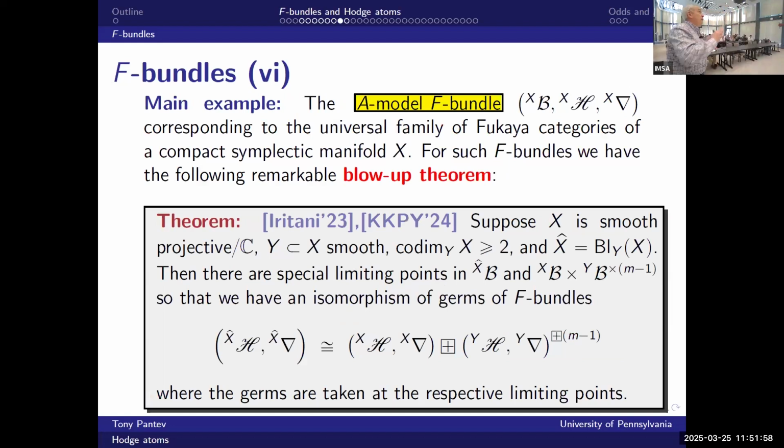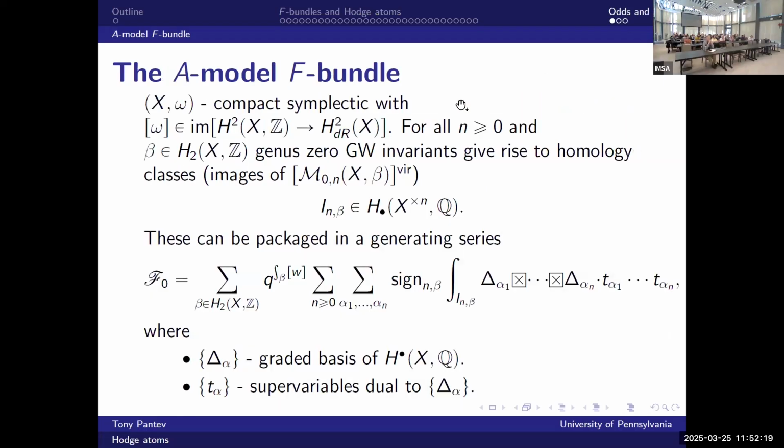Okay, and the main example of an F bundle again comes from symplectic geometry. It's the A model F bundle. I am denoting it by Bx, Hx, and nabla x, which corresponds to the universal family of Fukaya categories for a compact symplectic manifold.